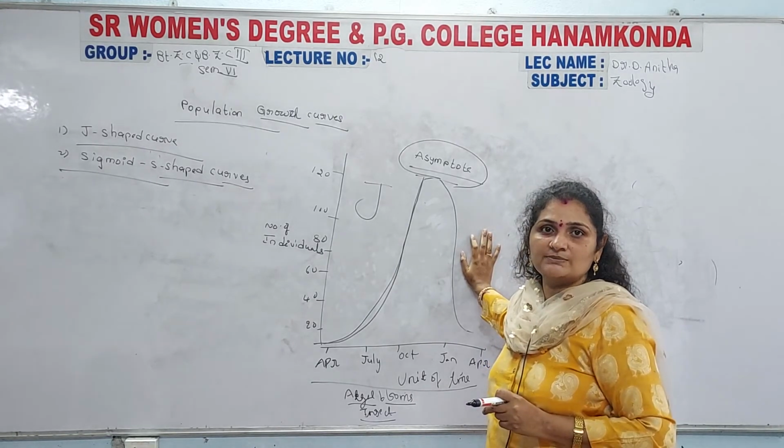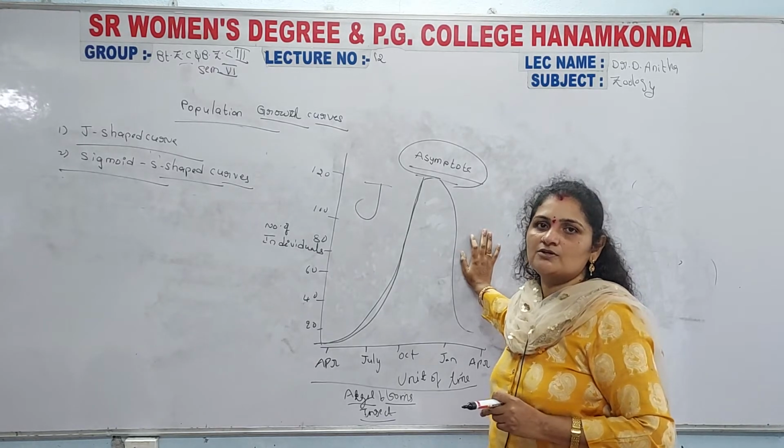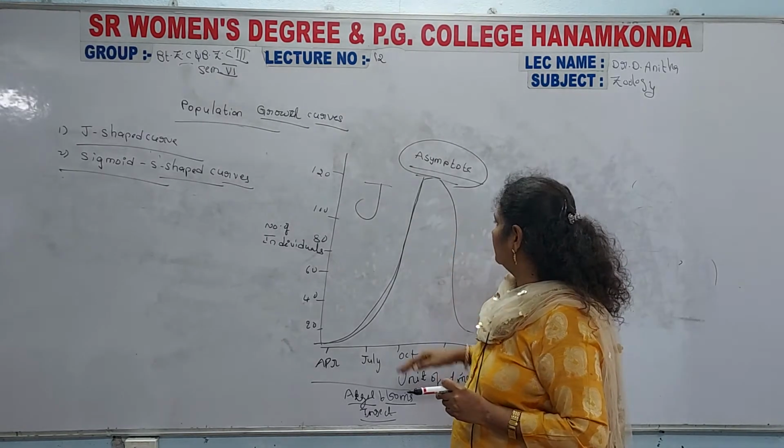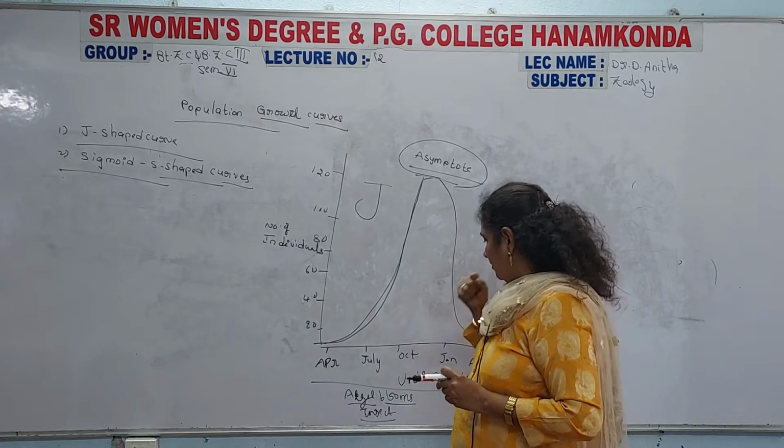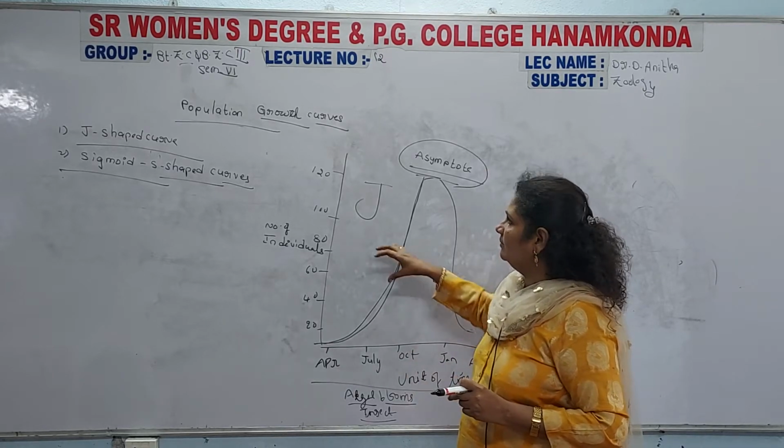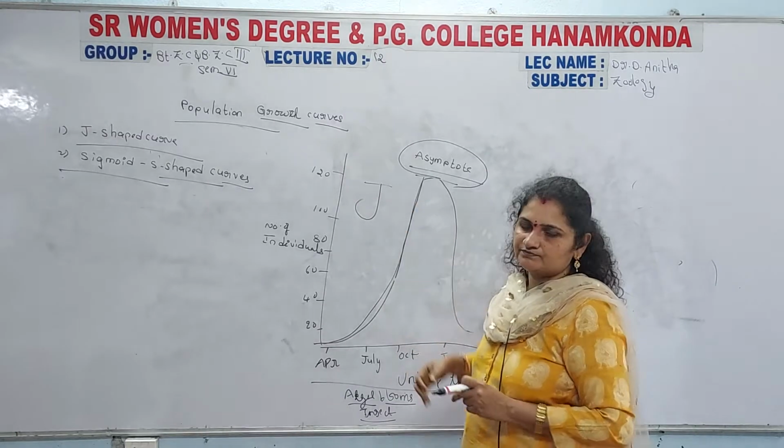Due to that reason, the population levels are going to be crushed at any time. So that leads to, mainly, this main J-shaped curve.